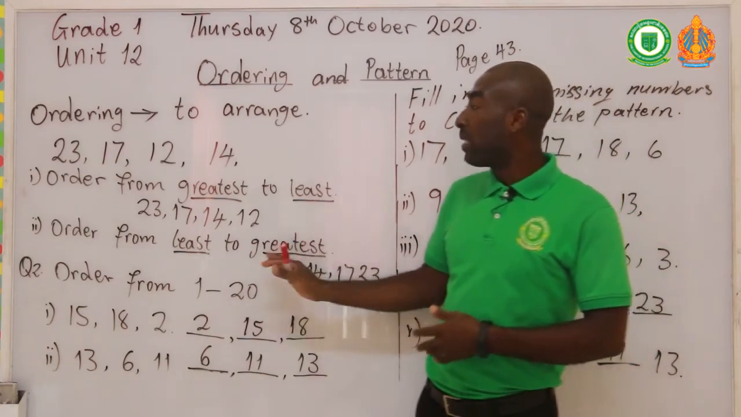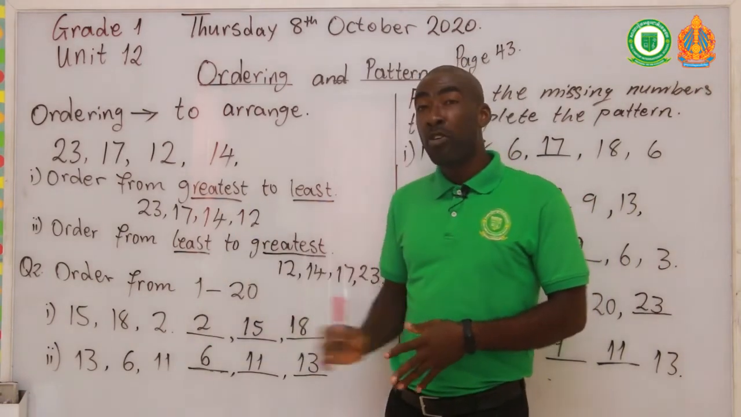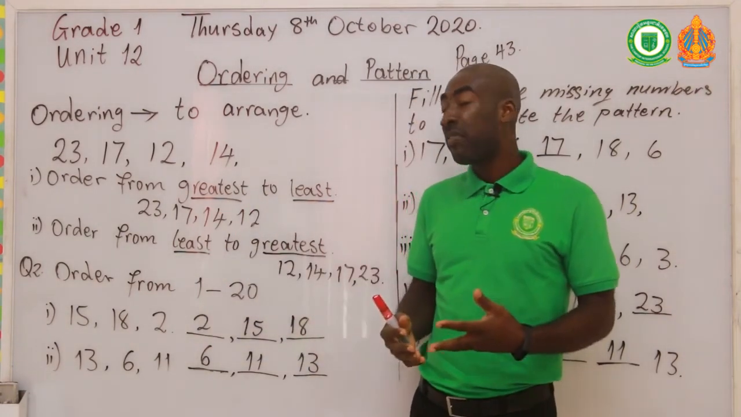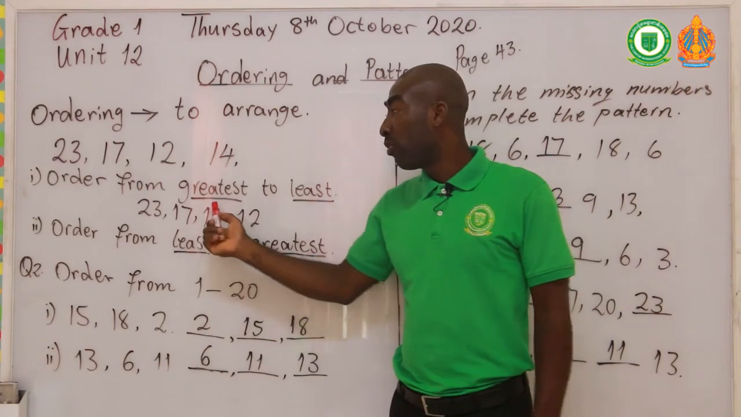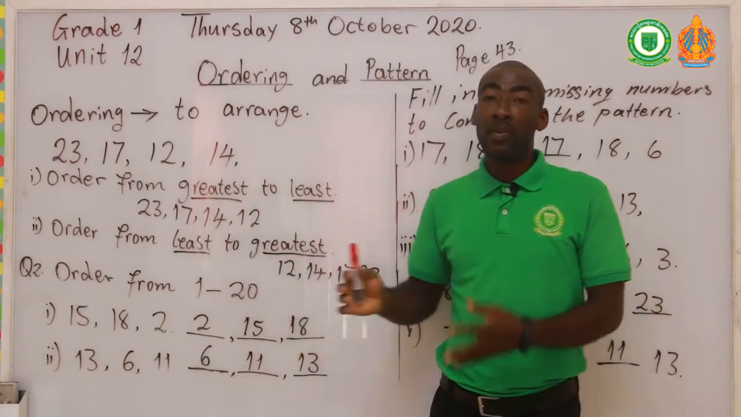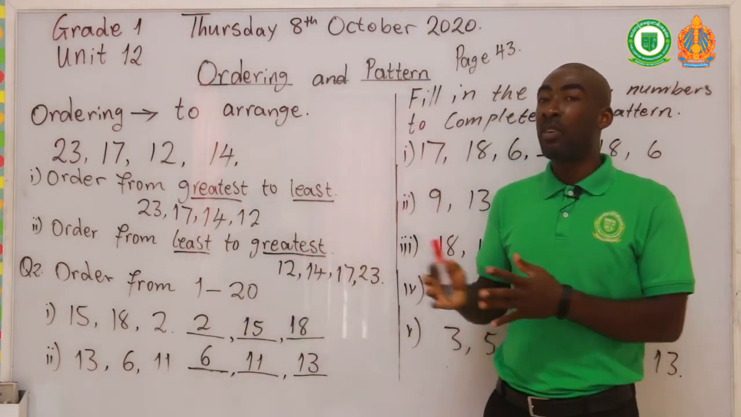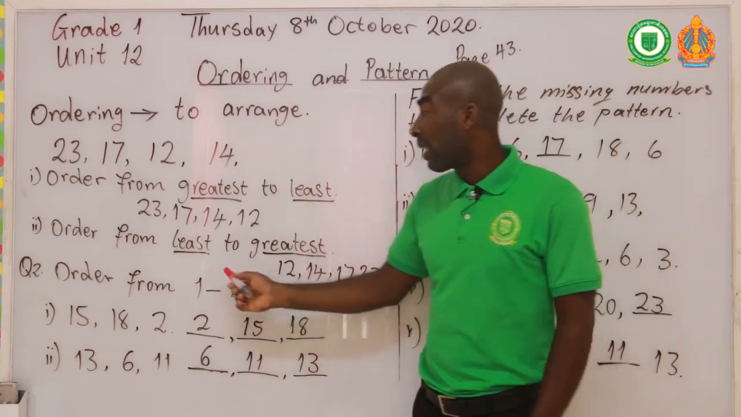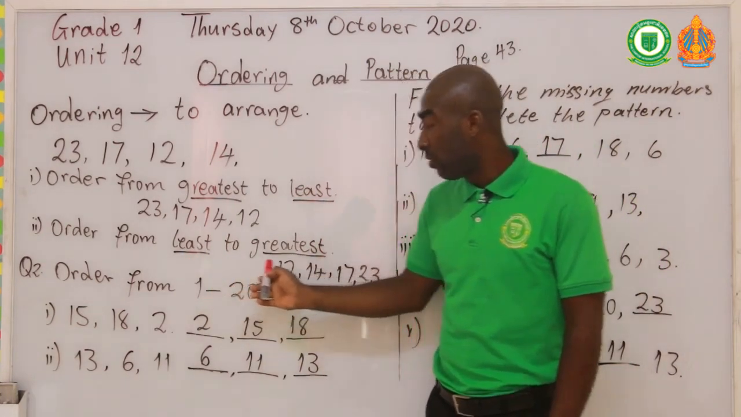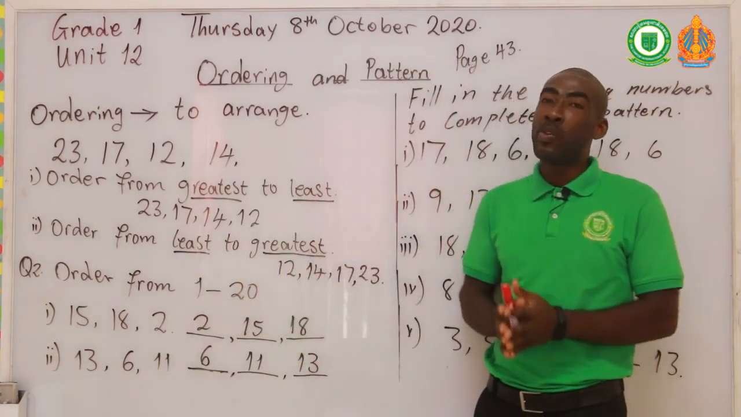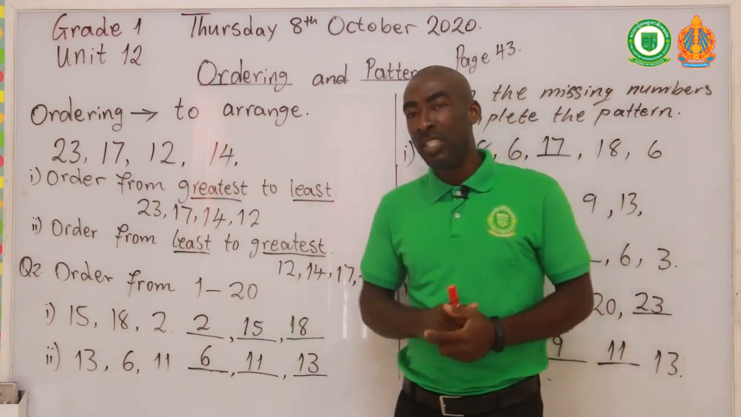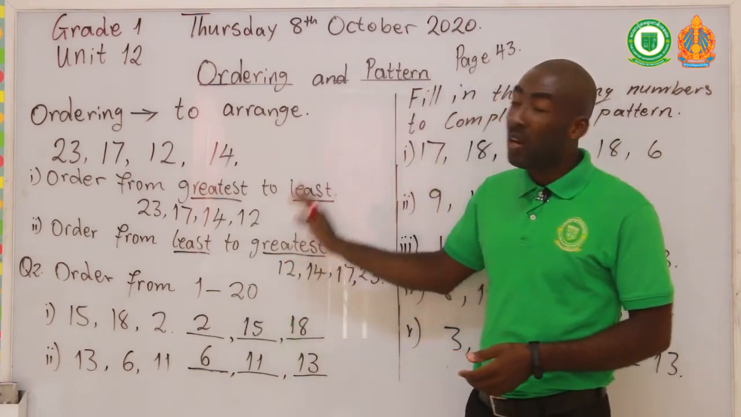To put our numbers in an arrangement, we will always follow the instructions carefully. If the instruction says we should do greatest to least, we know that we are starting from the biggest to that of the smallest. If our instruction says we should do least to greatest, it means we are doing smallest to that of greatest, okay? So this is about ordering.